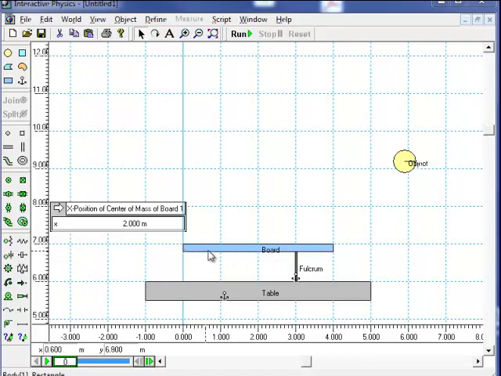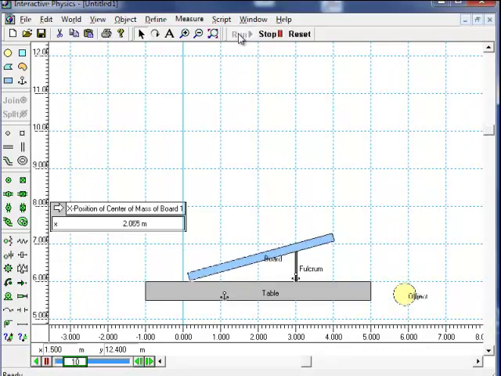This 4-meter long board is sitting on a fulcrum, which sits on a table. Notice these anchors here. That means that neither one of these is going to fall down as gravity is acting on the entire screen. So when I push the run button and the object falls down, the board, because it's not centered, is going to tip, but because of the anchors, the fulcrum and the table are just going to stay there.